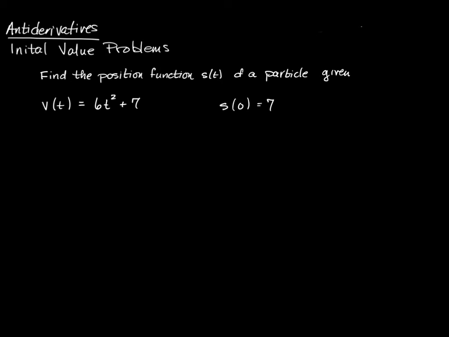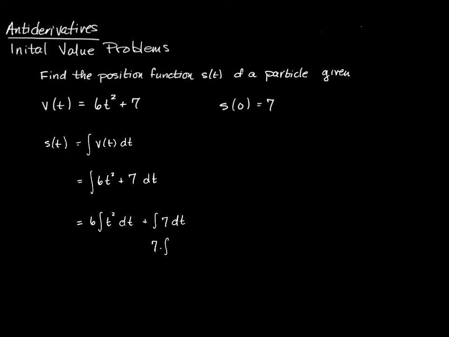How did you do? Did you remember that the position function was the integral of the velocity function? That's just the integral of the function we were given. We were told what the velocity function was. Don't forget the dt here. That's important. I can rewrite this as 6 times the integral of t squared dt plus the integral of 7 dt, or if you prefer, 7 times the integral of t to the 0 dt.